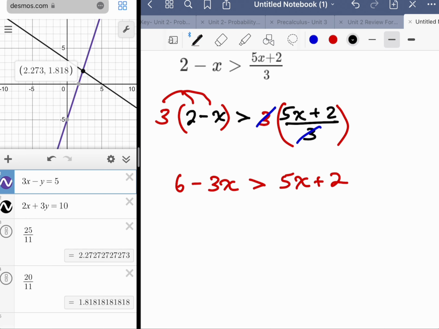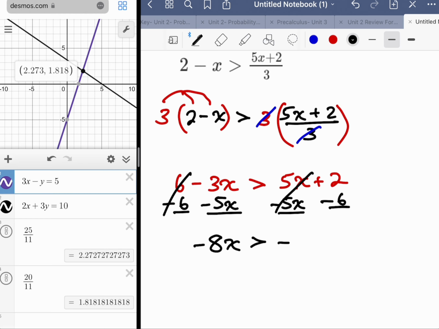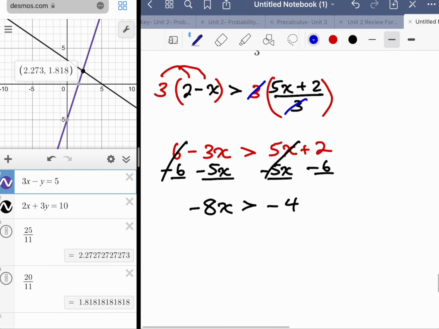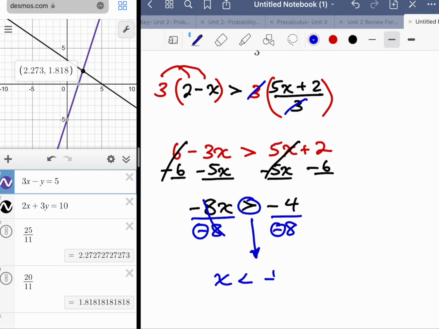All right. So now I just want to solve for x. Generally when it comes to equations, it doesn't matter where you put the x, left side or right side, but with inequalities, we always want to put it to the left. So I'm going to subtract off the 6. I'm going to subtract off the 5x. Cancel, cancel. I'm looking at negative 8x greater than negative 4. So then divide both sides by negative 8. I'm dividing by a negative, which tells me that I have to flip the direction of the sign. So x is going to be less than a positive 1/2.